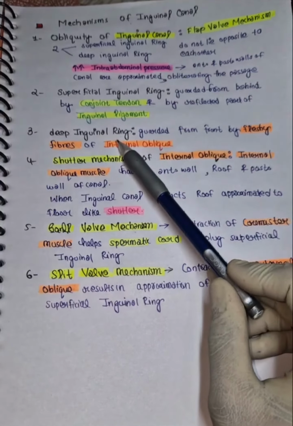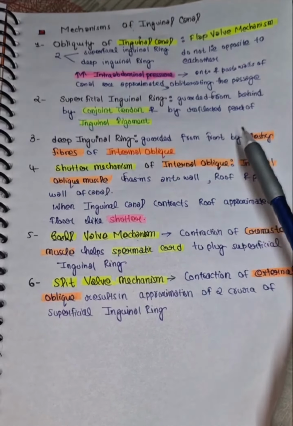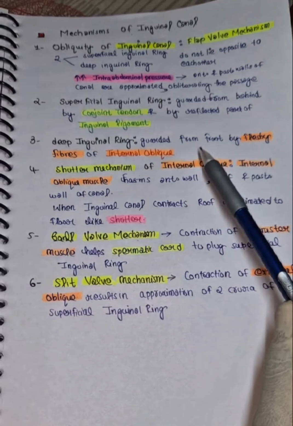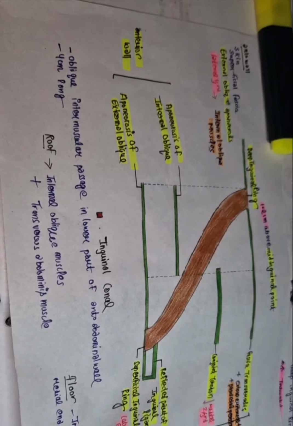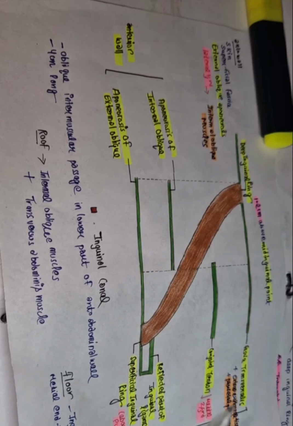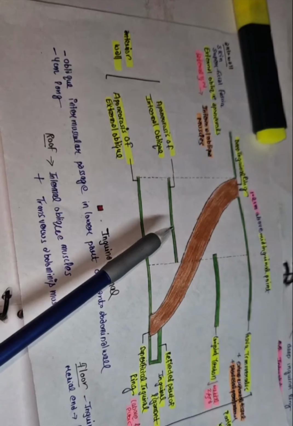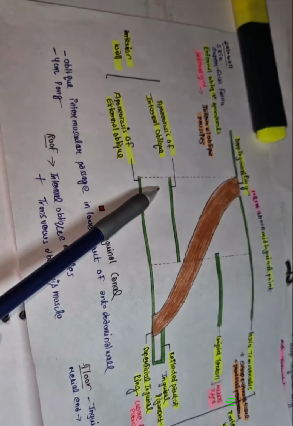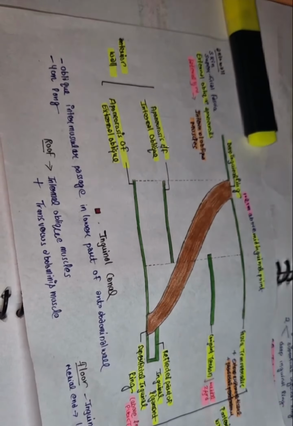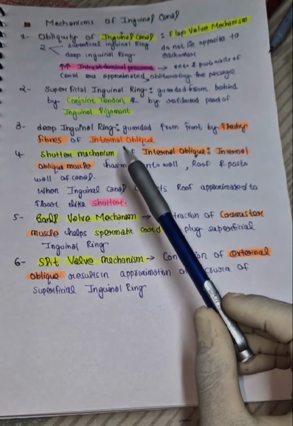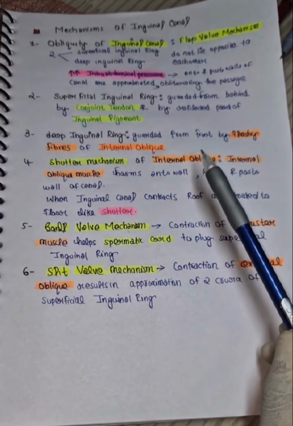Now the deep inguinal ring is also guarded from the front by the fleshy fibers of the internal oblique muscle. With the help of this diagram we understand this. This one is the deep inguinal ring, and this is the aponeurosis of the internal oblique muscle, or we can say the fleshy fibers of the internal oblique muscle guard the deep inguinal ring. Now we come to the shutter mechanism of the internal oblique.